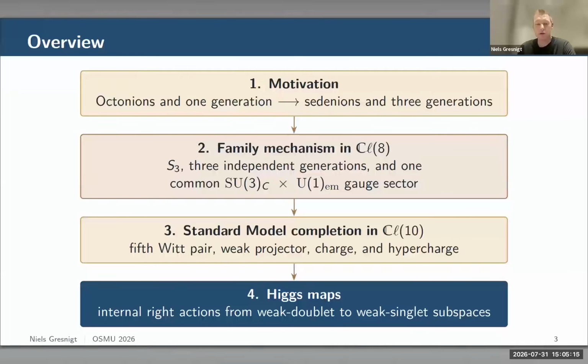Then if I want to include the weak sector, so the SU2, I found that I must enlarge the algebra to CL10. I was not able to do that in CL8, and I'll highlight why that was not possible. So then I'll present the full model, which is based on CL10 and how all the gauge generators and all the fermions are defined. And then if we have time, I will talk a little bit about the Higgs maps and how we can understand how it gives rise to two Higgs doublets.